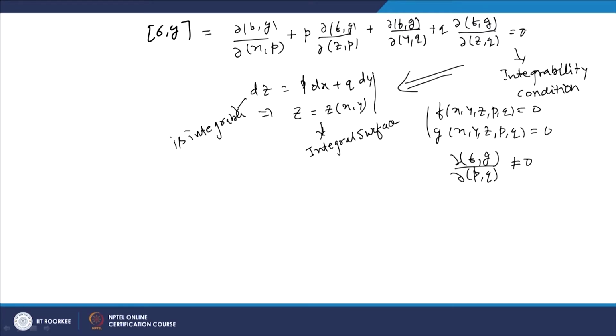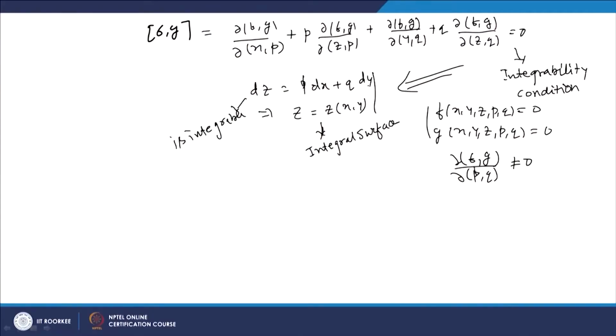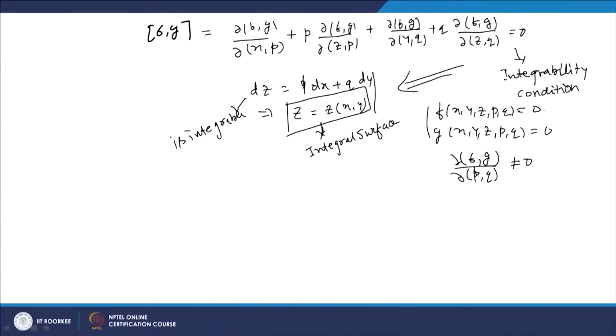This condition is basically an integrability condition which ensures that dz equal to p dx plus q dy is integrable. Hence, by integrating dz equal to p dx plus q dy, we can find a surface z equal to z(x, y), which we call an integral surface, which is a common solution of both equations f(x, y, z, p, q) equal to 0 and g(x, y, z, p, q) equal to 0.